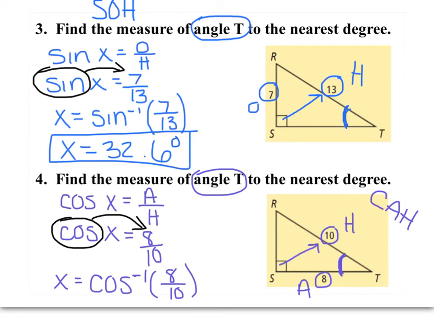I will now use my calculator to put the right side of my equation in and solve for x. So I will be doing second cosine and in parentheses 8 divided by 10. When I put that in my calculator, I get a final answer of x is equal to 36.9 when rounded correctly, and that is in degrees.